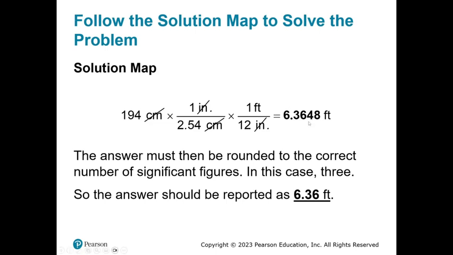So we're going to round to that. 4 is the 4th place, so we keep 1, 2, 3. This 4 is 4 or less, so we round down to 6.36.